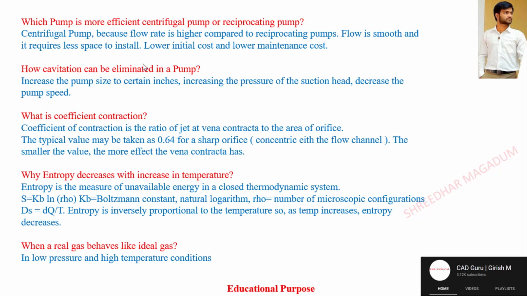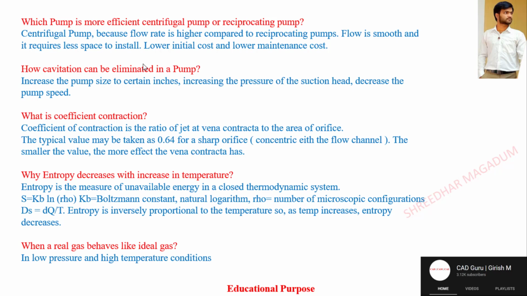Okay, if I consider the formula, entropy S is equal to Kb into ln of rho, where Kb is the Boltzmann constant, and rho is the number of microscopic configurations, and next the natural logarithm.